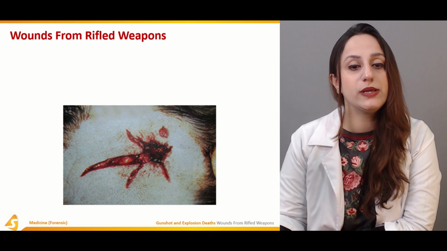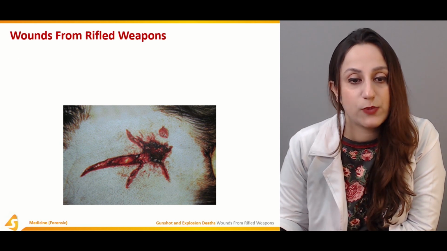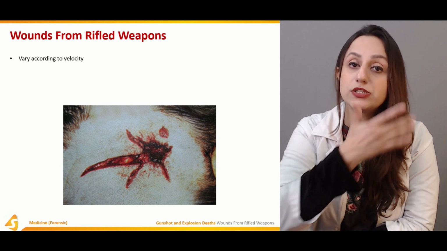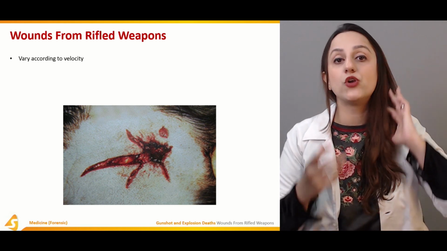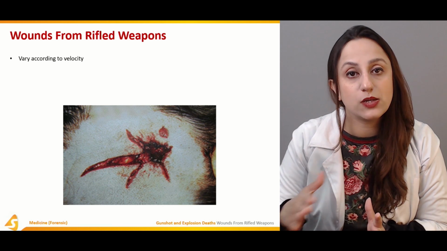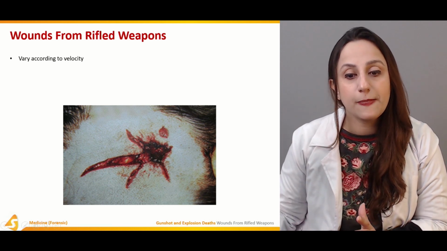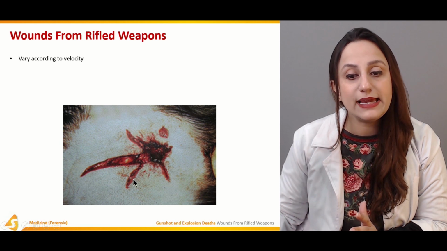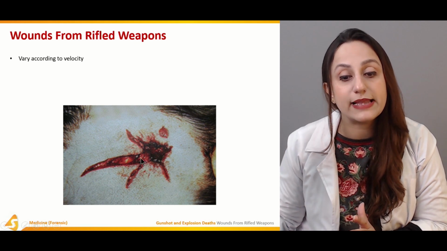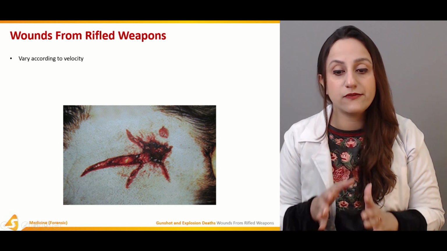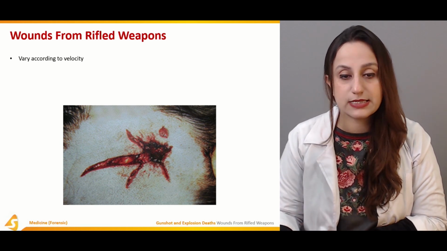Now, first of all, we'll be discussing the wounds from the rifled weapons. They vary according to the velocity. So again, it's very important that we discuss what kind of velocity the bullet had when it was moving in a projectile motion. As you can see, this is a stellate injury that has occurred, and this stellate injury is due to the fact that the tissues lie in close contact with the bone. So all these phenomena are again very important to discuss.